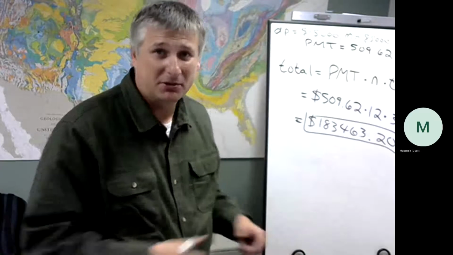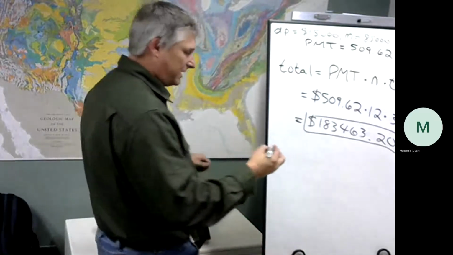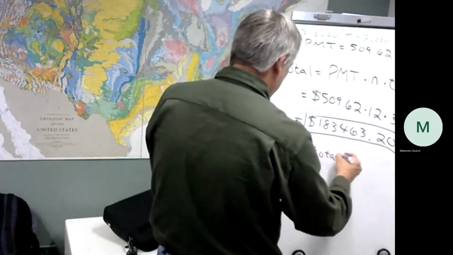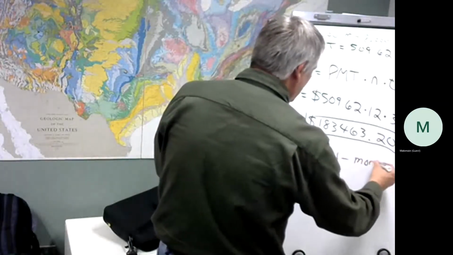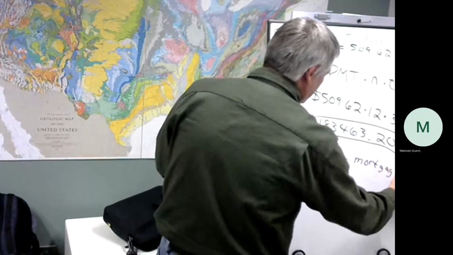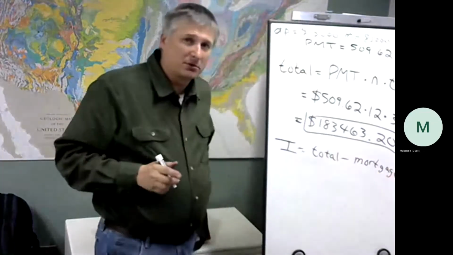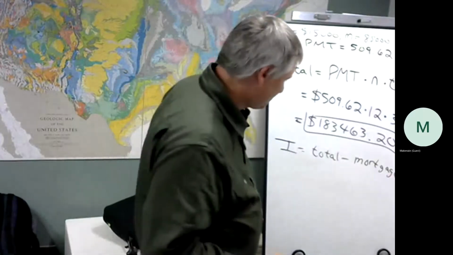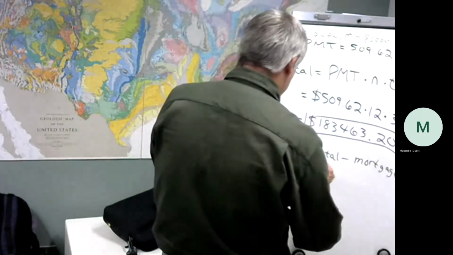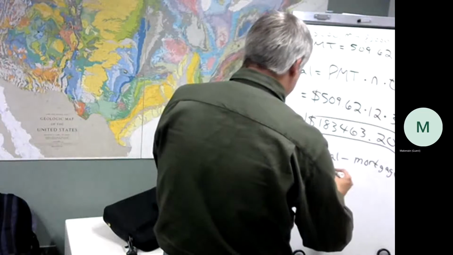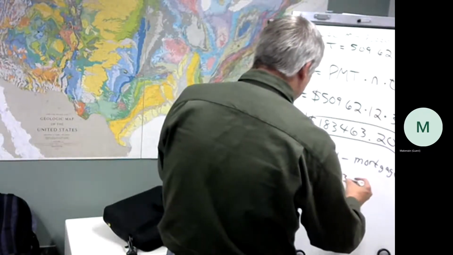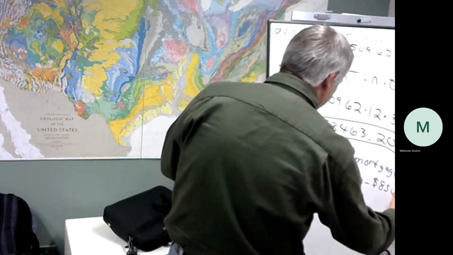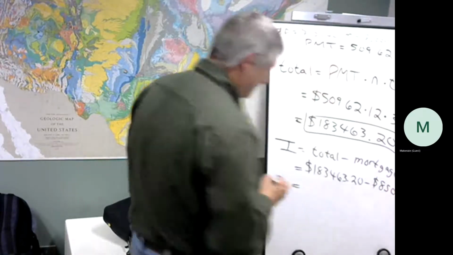Now, how much of this is interest? Well, the interest will be the total minus, in this case, the mortgage. The mortgage is the same as our principal. So total minus mortgage will give us the interest. So that means $183,463.20 minus the mortgage of $85,000.